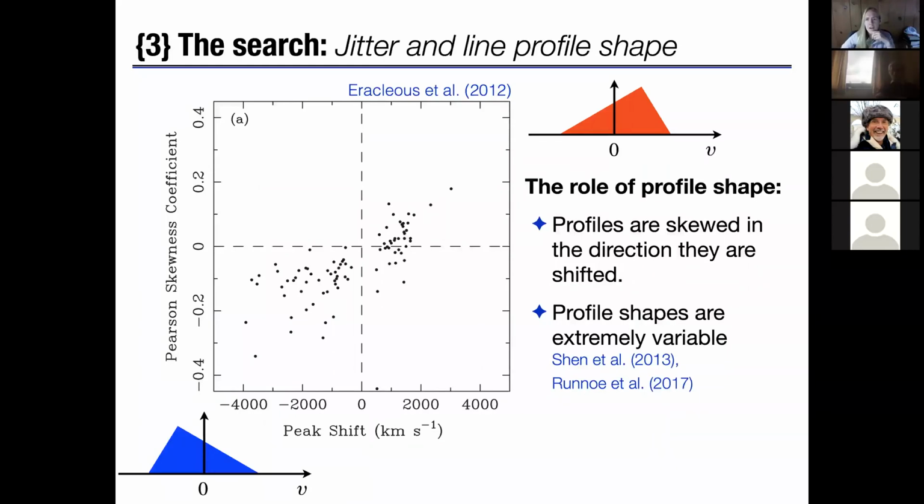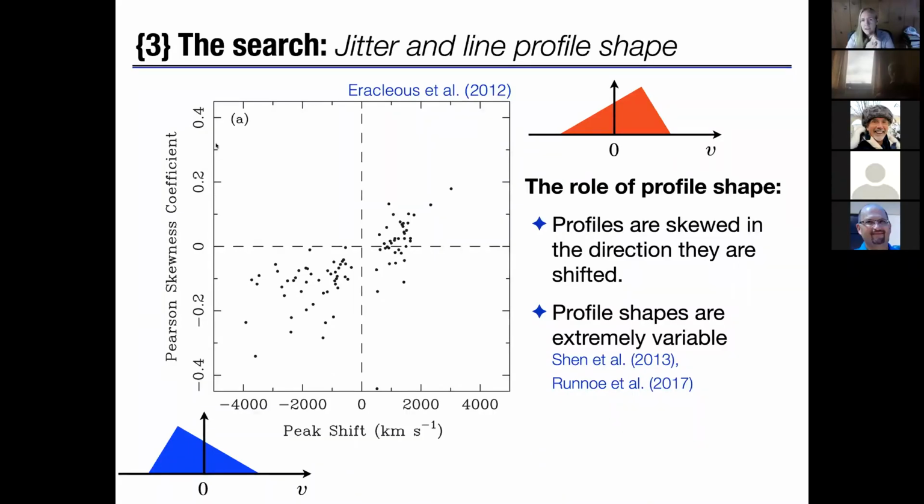And there's another clue here that might help us to understand what's causing this line jitter, which is kind of an important one. So when we picked out this sample of binary candidates, what we find is that their line profiles are skewed in the direction that they're shifted. And this is important because it's a property of the sample. And so if we want to explain it, we need to know why this happens.